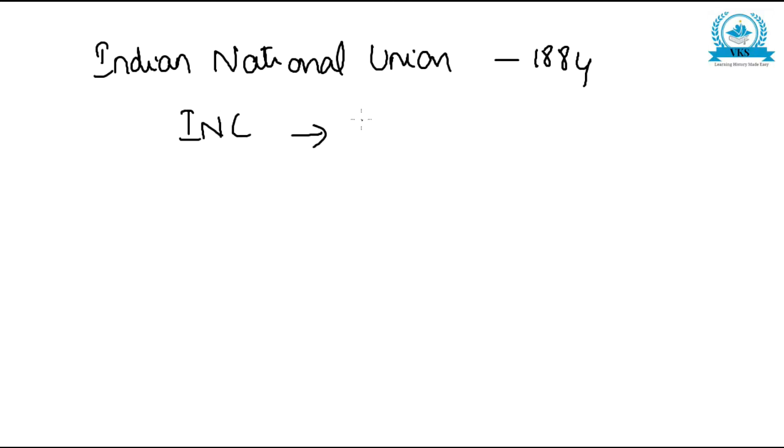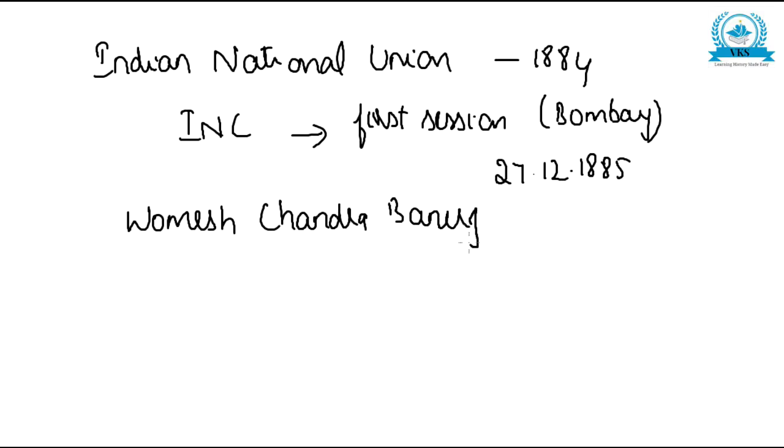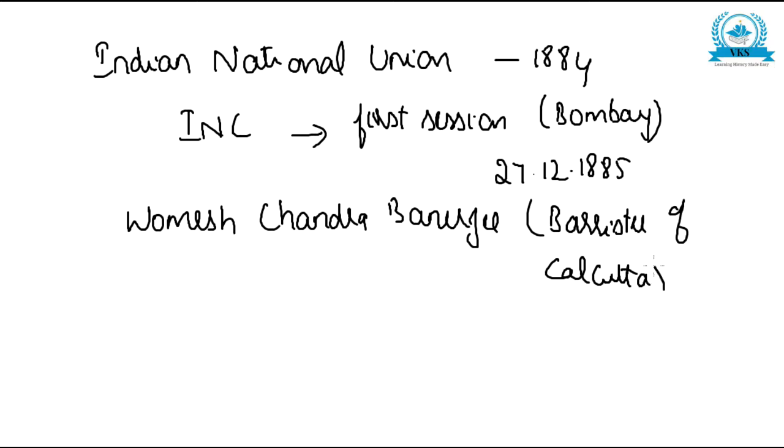The first session of Indian National Congress was held in Bombay on 27th December 1885, 27/12/1885. And Womesh Chandra Banerjee became the first president of Indian National Congress. He was a famous barrister of Calcutta. He became the first president of Indian National Congress.